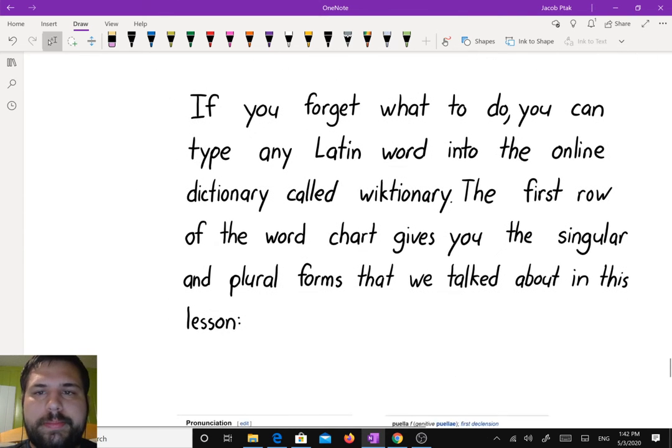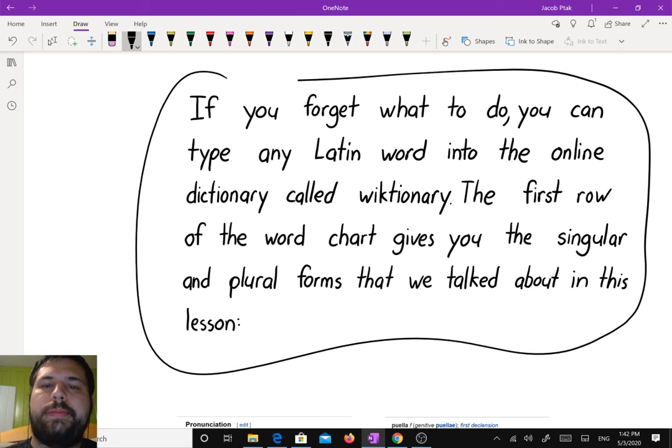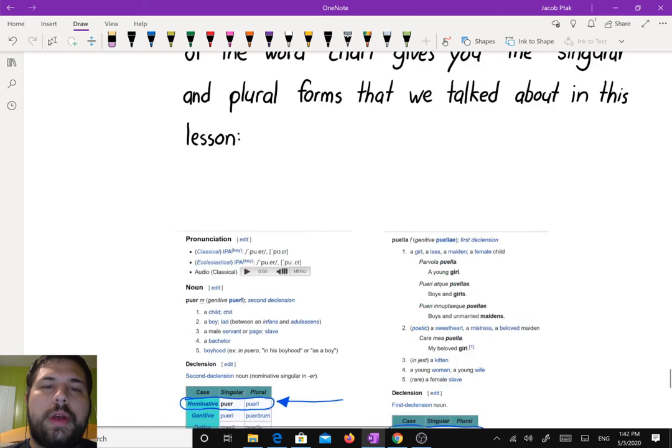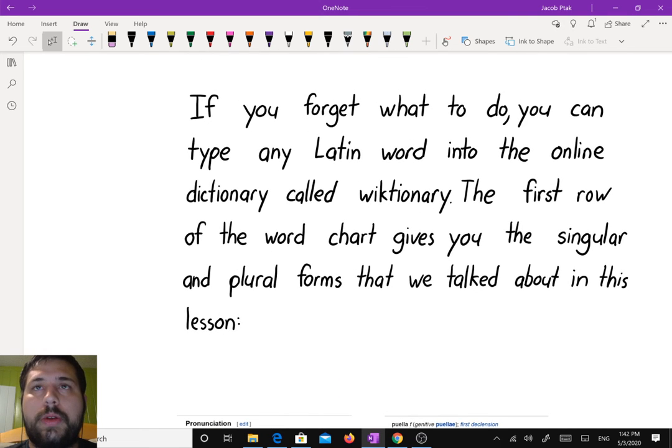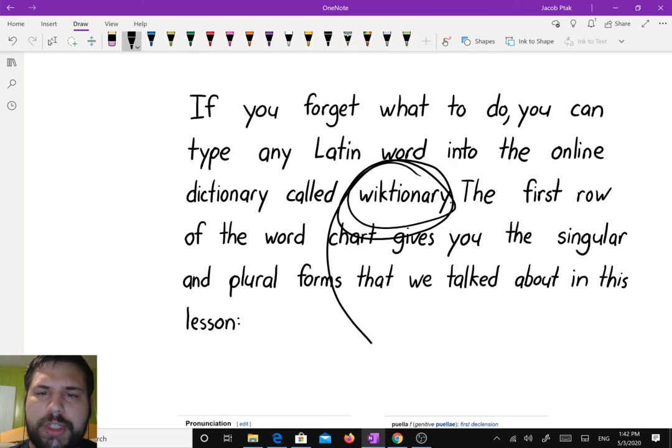So here's what you can do. If you forget what to do, you can type any Latin word into the online dictionary called Wiktionary. The first row of the word chart gives you the singular and plural forms that we talked about in this lesson. The first row of the word chart. So this is especially helpful, I think, with those third category words that you have a lot of trouble adding the ending ES on, because the word will often do weird things, or just telling what pattern it belongs to. Use the website Wiktionary.